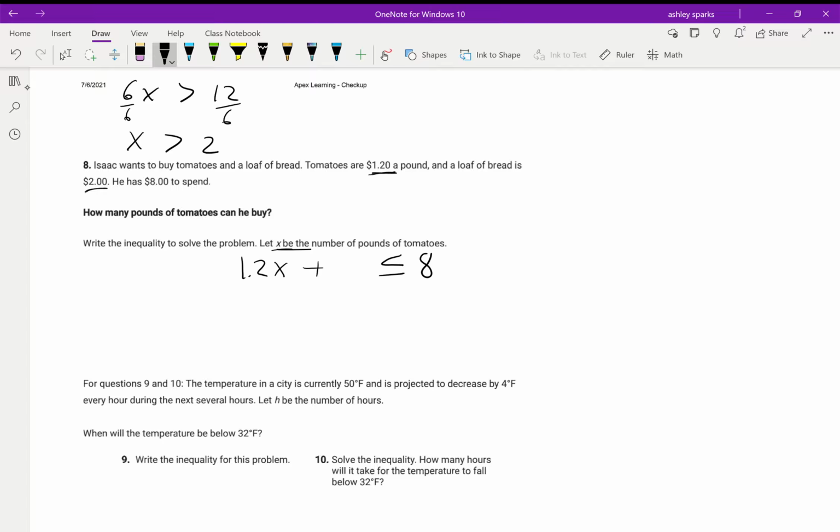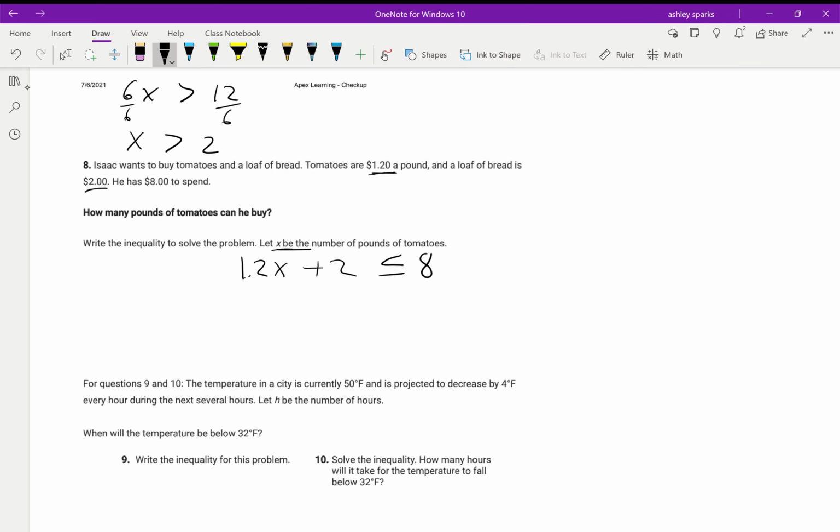So I got to factor in my loaf of bread. So again, inequalities, look for your total. Can I spend more or less than that total? And then you can set up your problem. And I think it just wanted us to set it up. So, oh no, how many pounds of tomatoes can he buy? So we're going to solve this.